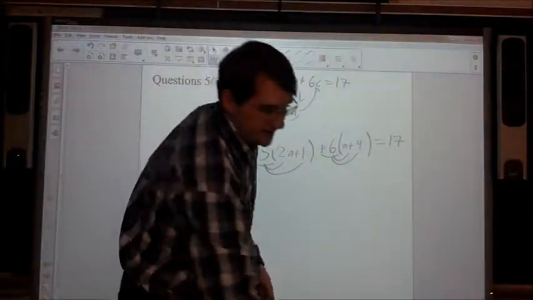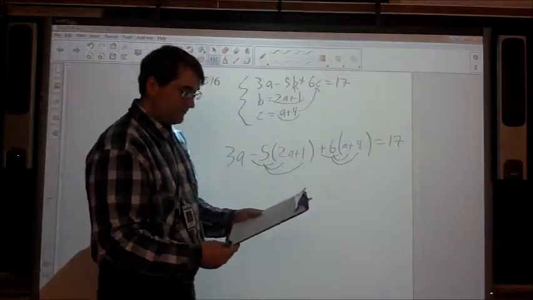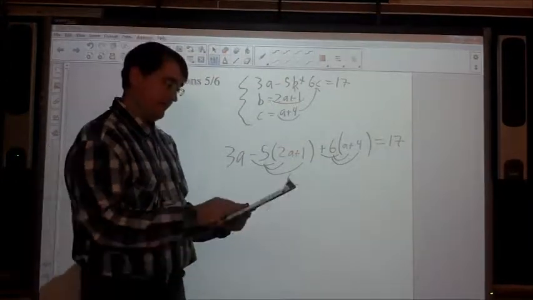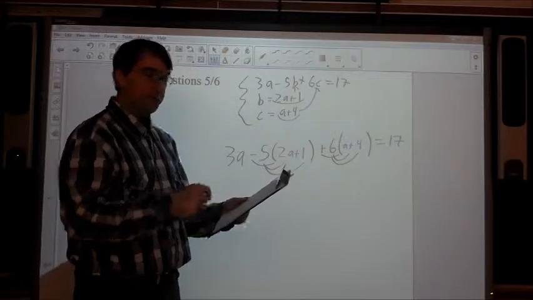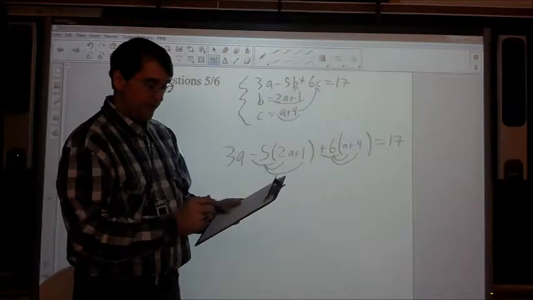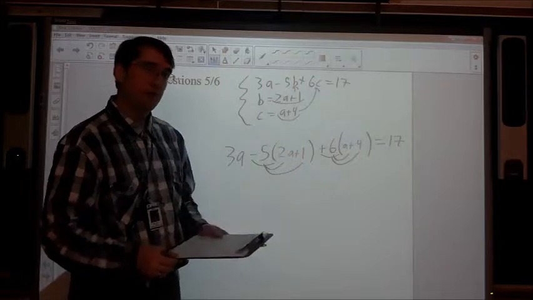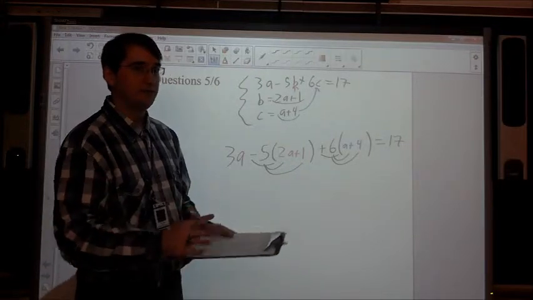Question 6 is kind of the same idea. Although note, in question 6, we have that b is equal to negative 3a, and c is equal to b plus 1. So it looks like you're going to have to be a little bit more clever about how you're substituting things in.